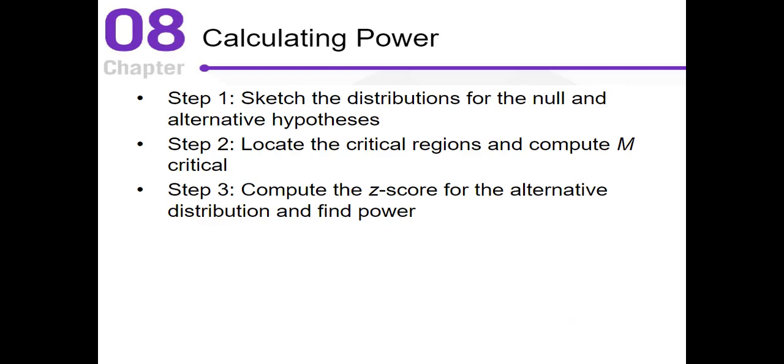First, we're going to sketch the distribution for the null and alternative hypothesis. Then we're going to locate those critical regions and compute the critical scores. And then we're going to compute those z-scores for the alternative as well.